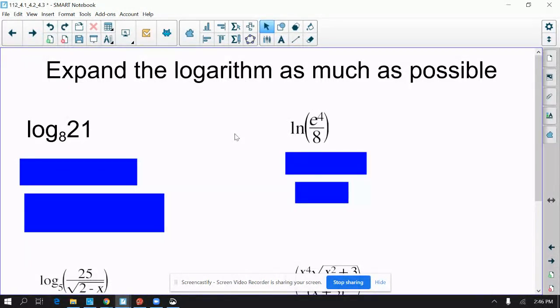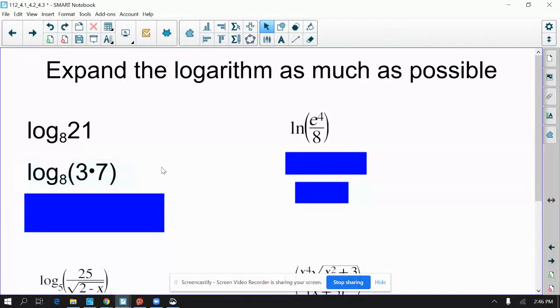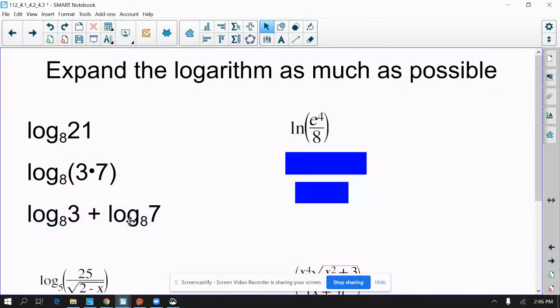If you have one logarithm, can you untangle it to create multiple logarithms? Here we've got log base 8 of 21. At first, it doesn't look like there's much we could do until we realize that 21 is the same thing as 3 times 7. And if I'm multiplying two things, then I can separate the logs. Log base 8 of 3 plus log base 8 of 7. And this is about as far as I can go.